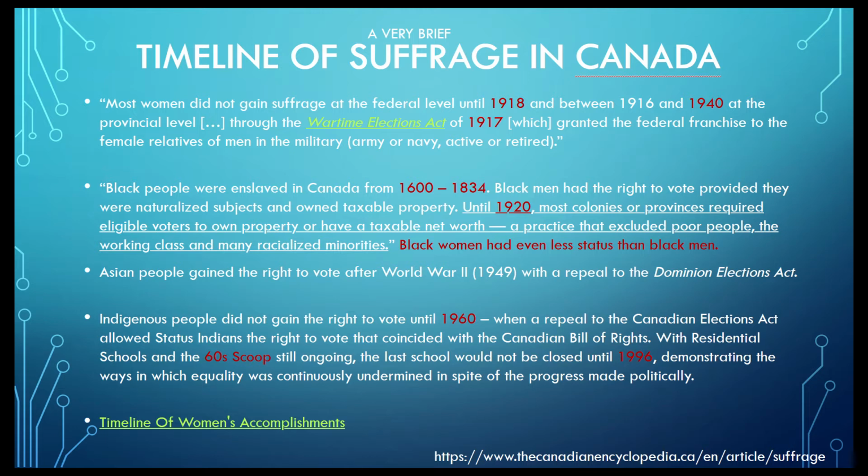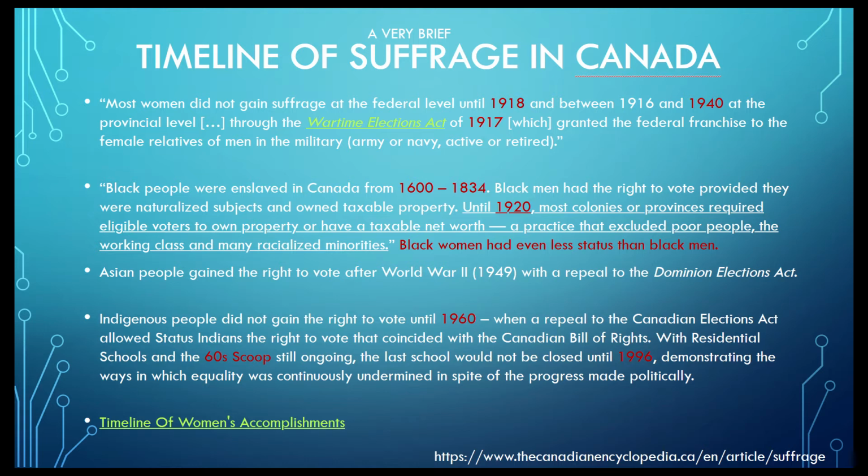Black people were enslaved in Canada from 1600 to 1834, when the abolition of slavery received royal assent in the United Kingdom and was extended to us as a British colony. Black men had the right to vote provided they were naturalized subjects and owned taxable property. Until 1920, most colonies or provinces required eligible voters to own property or to have a taxable net worth, a practice that excluded poor people, the working class, and many racialized minorities. Black women had even less status than black men, and that was true for all races in Canada at that time.